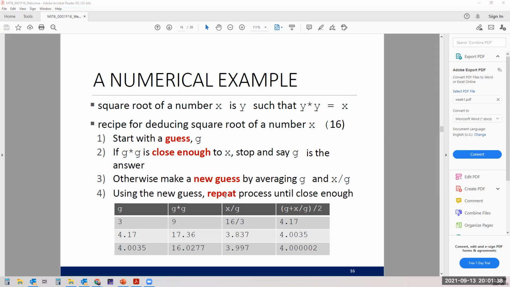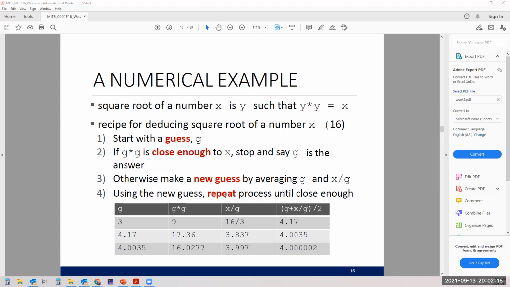Otherwise, make a new guess by averaging g and x over g. Using the new guess, repeat the process until close enough. For example, the first guess, I said 3 is the square root of 16. Okay, g times g, to test our assumption, is 9. 16 over 3 is 4.17. Oh no, this is a bit far away.